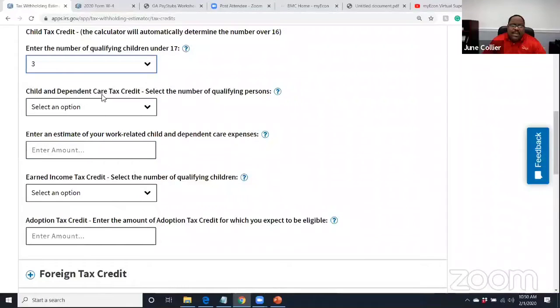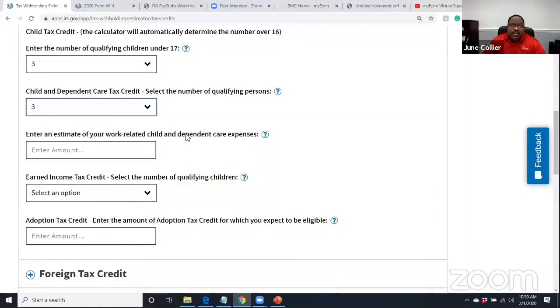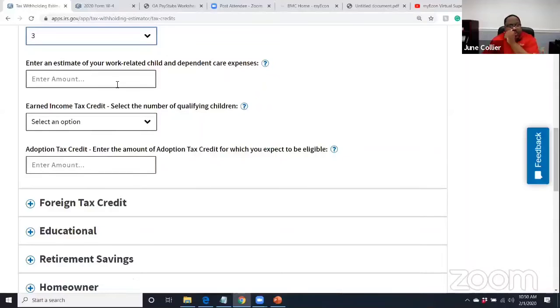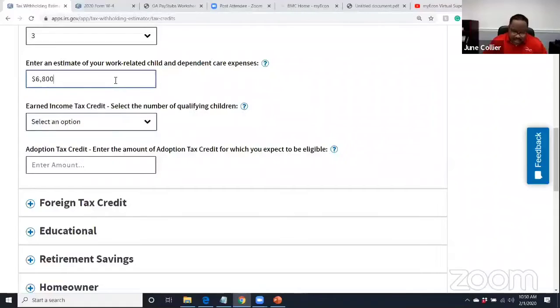Child and dependent care tax credit. Select the number of qualifying persons. We've got 3 children. We're going to enter 3. Enter an estimate of your work-related child and dependent care expenses. What we're going to enter here is $6,800 because we paid $6,800 in child care.